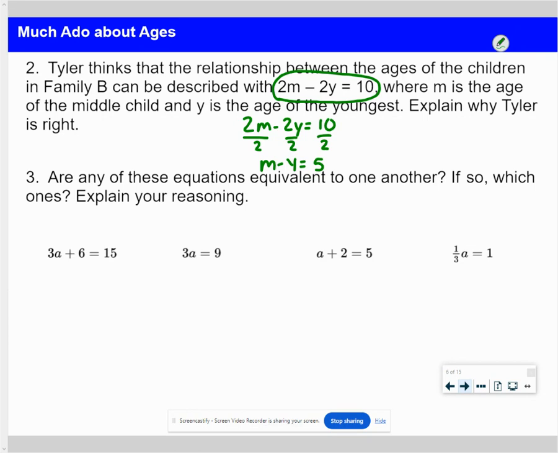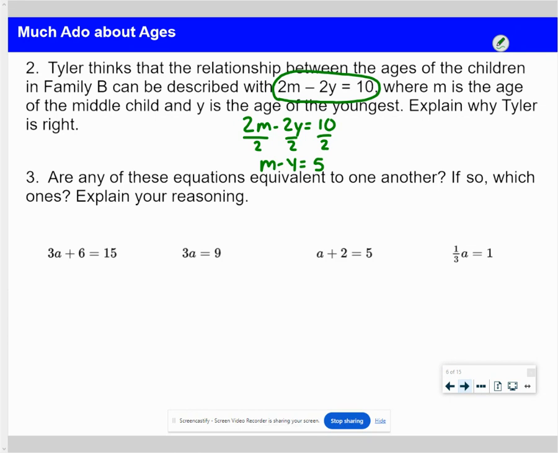Okay, number 3, are any of these equations equivalent to one another? So this is a totally new situation. This isn't about the ages of children or anything. Just take a look at these different equations that we've got, and I want to know if any of them are equivalent.